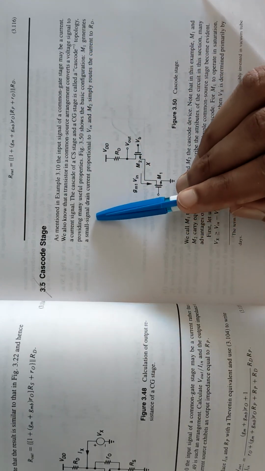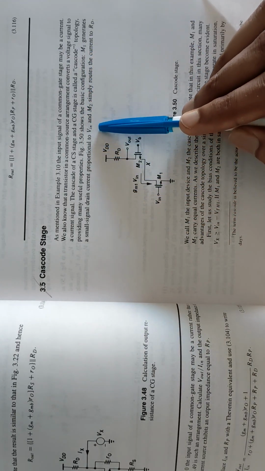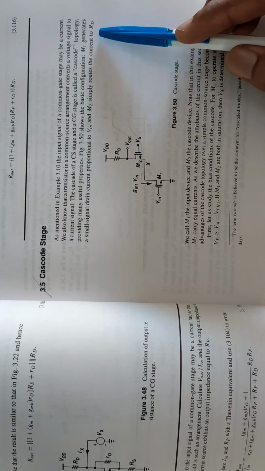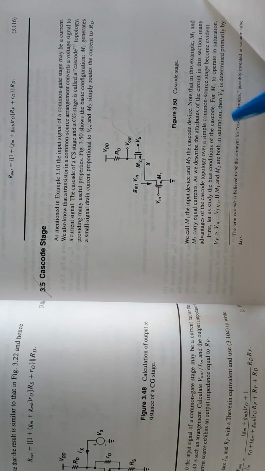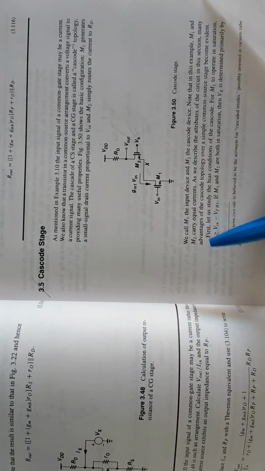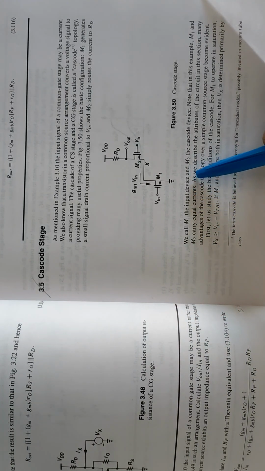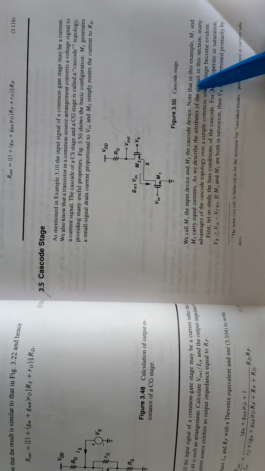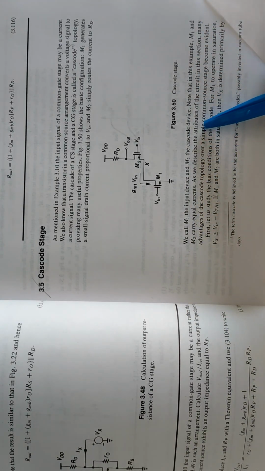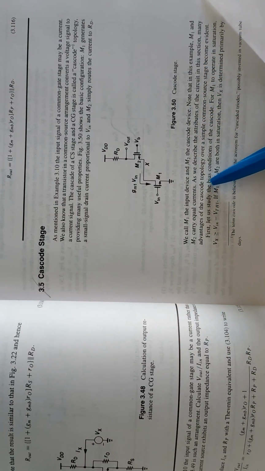M1 generates a small signal drain current proportional to Vin, and M2 simply routes the current to RD. Here you can see the figure: cascode stage. We call M1 the input device and M2 the cascode device. Note that in this example M1 and M2 carry equal currents. As we describe the attributes of the circuit in this session, many advantages of the cascode topology over a simple common source stage become evident.